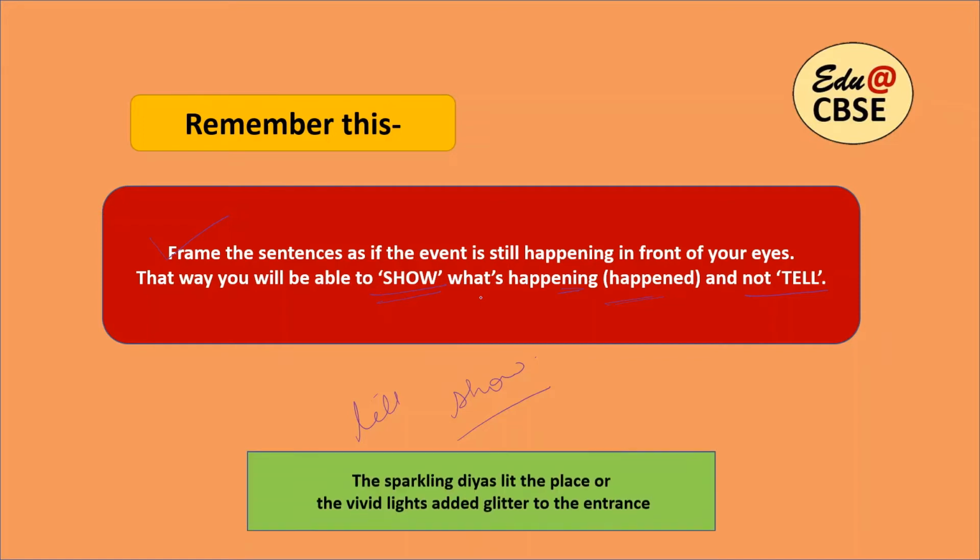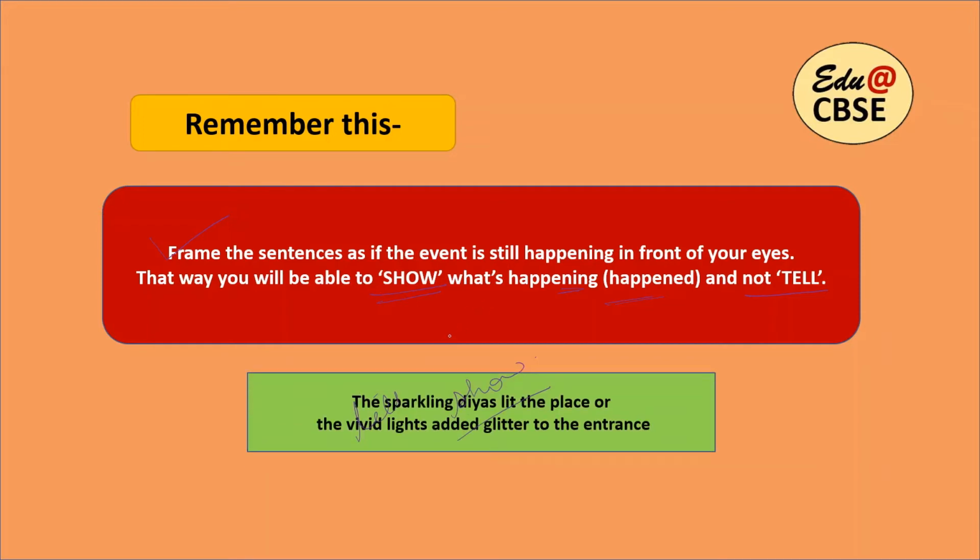Now, here are a few examples. For example, you want to talk about the decoration. So, Diwali decoration: the sparkling diyas lit the place, or the vivid lights added glitter to the entrance. Simply writing that the school was decorated with diyas and lights, this is more appealing. The sparkling diyas lit the place, or you can write the vivid lights added glitter to the entrance. So this is appealing to the sense of sight. You can picture the entrance of the school with glittering diyas and lights all around. So this is showing and not telling.